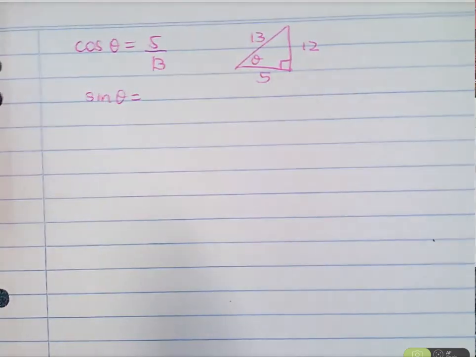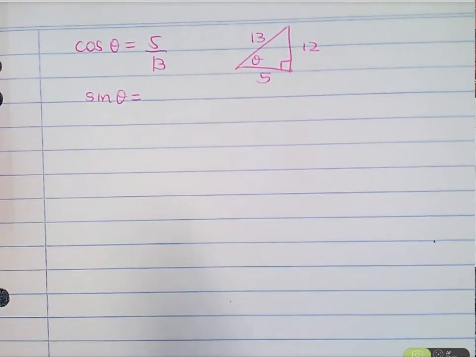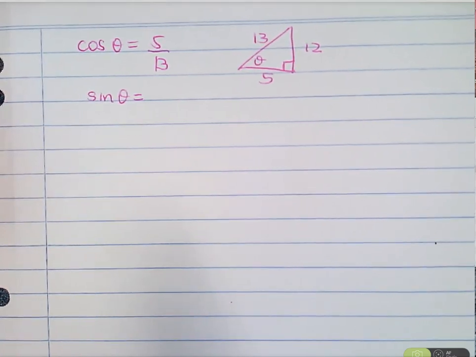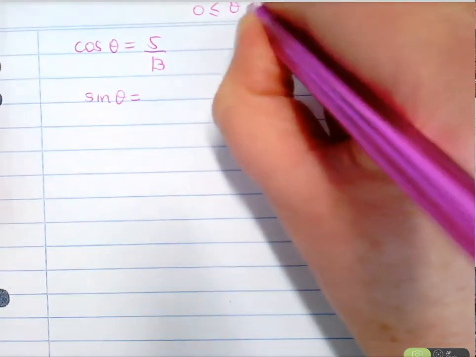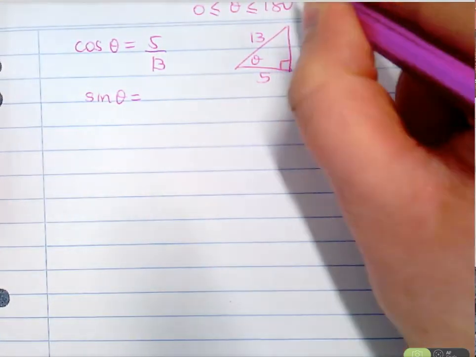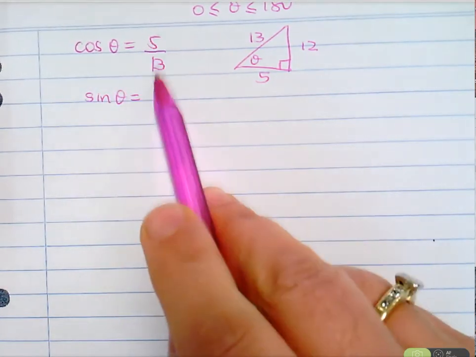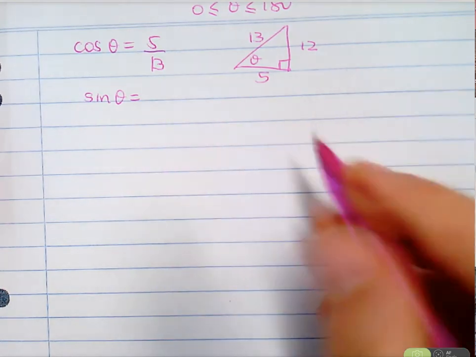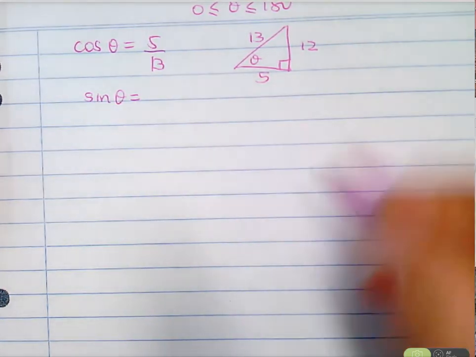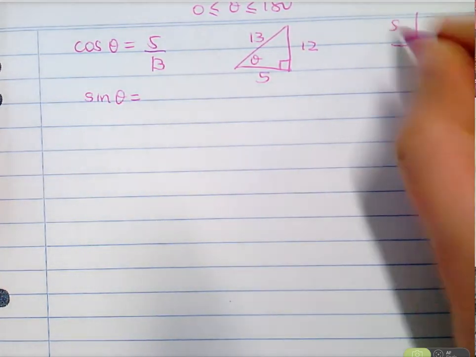Did it say which quadrant? Give me exactly the question. Cos theta is 5 on 13, and 0 is less than or equal to theta, which is less than or equal to 180. So we're in quadrants 1 and 2. So this has to be quadrant 1 for cos to be positive. Sine theta will also be positive for quadrant 2.